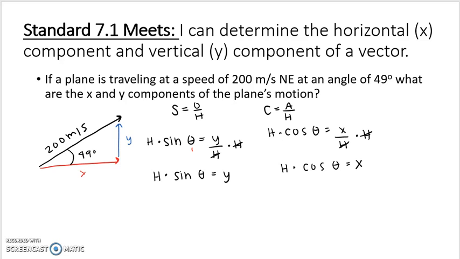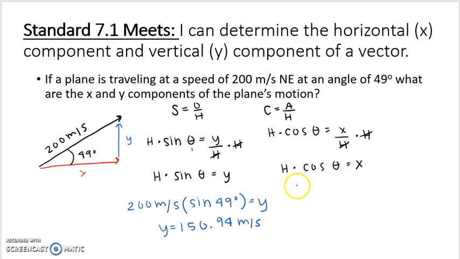If I solve for y first, hypotenuse is what I've drawn here as 200 meters per second. 200 meters per second times the sine of my angle, which is 49 degrees, is equal to y. When I plug that into my calculator, for y, I get a value of 150.94 meters per second.